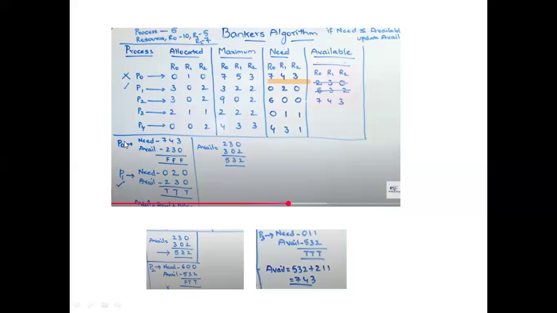Let's go for P1. Now we see the P1. What is the need here? The P1 need is 020. Let's check with the available. The available is 230. Need is 0 and available is 2, no problem. Need is 2 and available is 3, so the condition holds. Need is 0 and available is 0, so it becomes true.